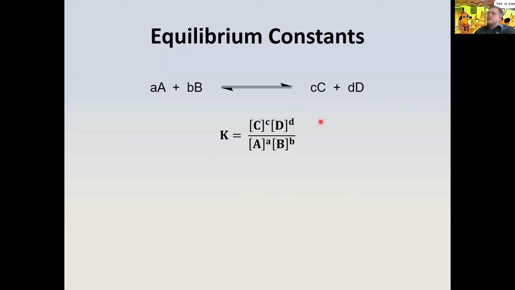You might remember this equation right here for K, where K, our equilibrium constant, is equal to the concentration of our products raised to the power of whatever coefficient is in front of them in the equation, divided by the concentration of our reactants raised to the power of the coefficient in front of them. Some rules for equilibrium constants.